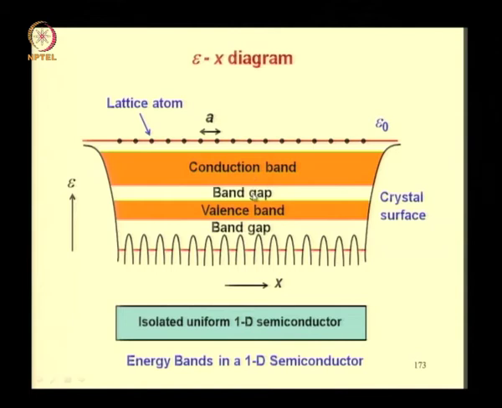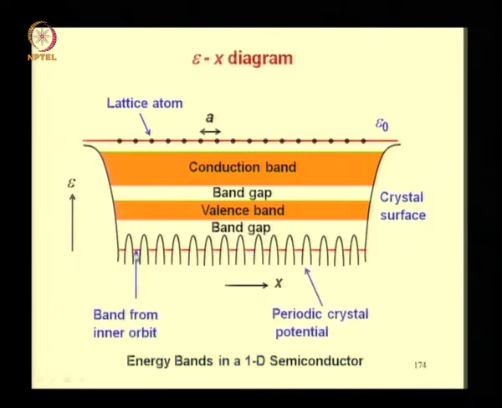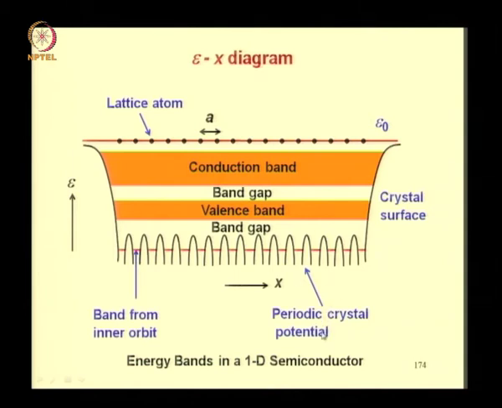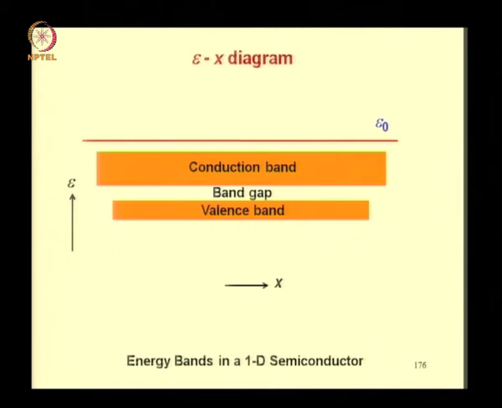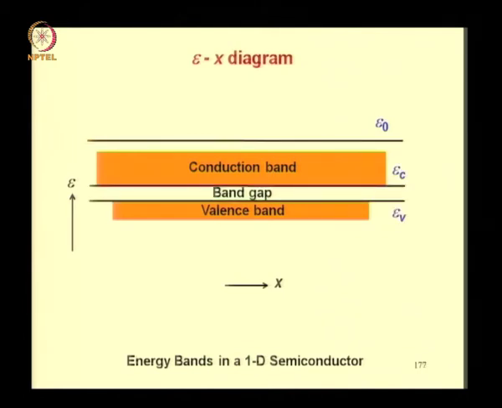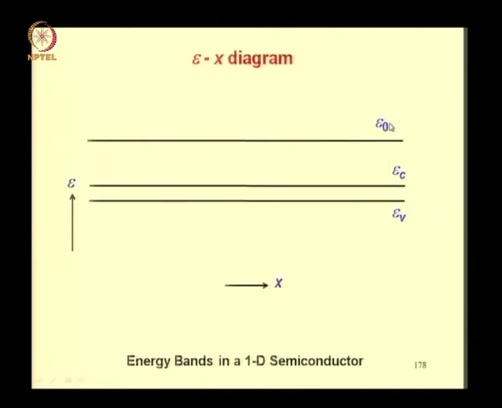Now this is a conduction band, there is a band gap, there is a valence band, and you again have a band gap. This is the band from the inner orbit, and this is the periodic crystal potential. Normally we do not show all these details, so we remove the crystal potential. Further, we do not show bands other than the conduction band and valence band and the band gap. Even further, we do not show the bands, but we show only the levels which correspond to the bottom of the conduction band, that is EC, and the top of the valence band, that is EV, and in addition the vacuum level E0. So this is really the picture that we work with normally.